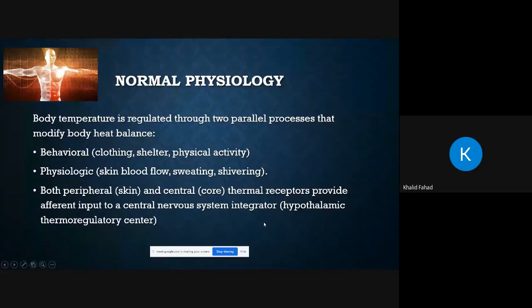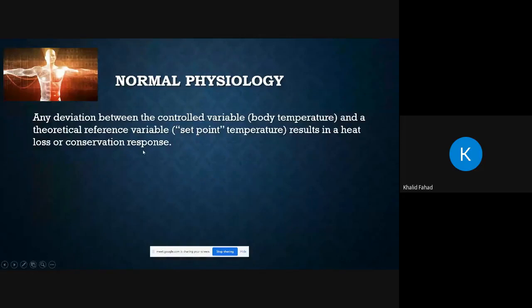Specifically in the preoptic area. So any deviation between the control variable, the body temperature, and the theoretical reference variable, the set point temperature, results in heat loss or conservation, as I previously talked about.